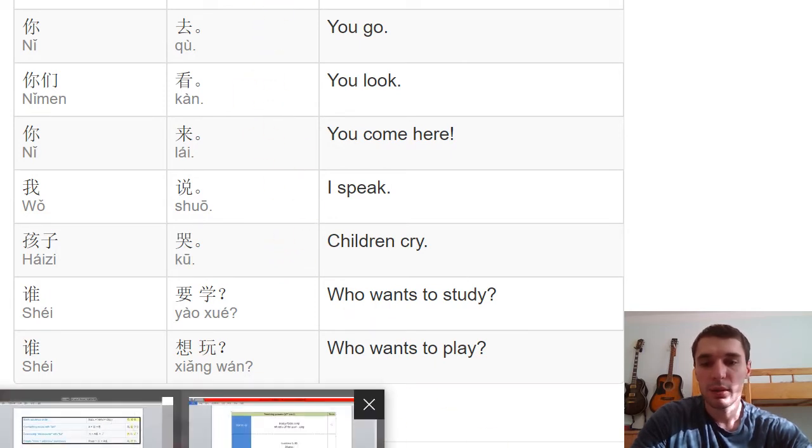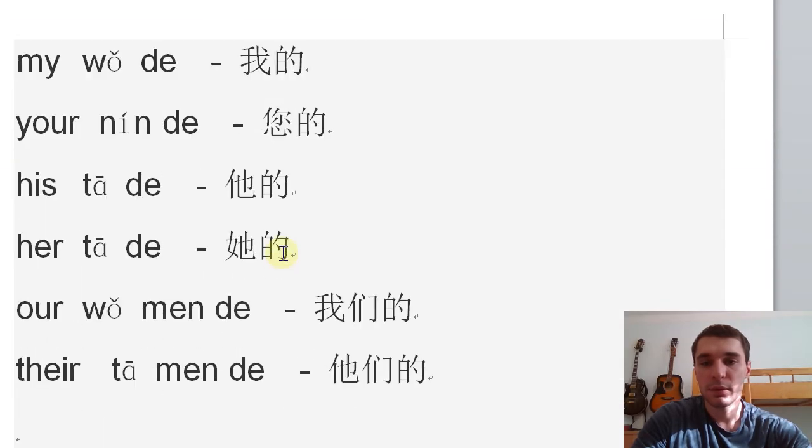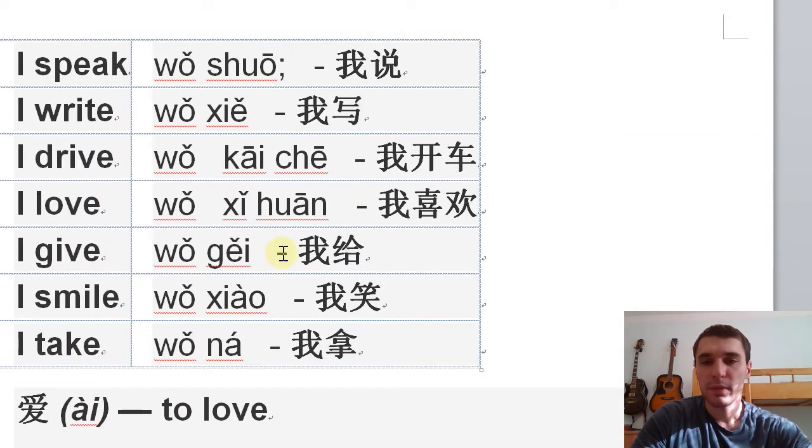So let's think about some exercises. First of all, you need to memorize these words so we can make some examples, okay? For example, some common verbs. How to say speak, for example. 说. Write, 写. Drive, 开车. Love, 喜欢. Give, 给. Smile. Sell. 拿 means take.